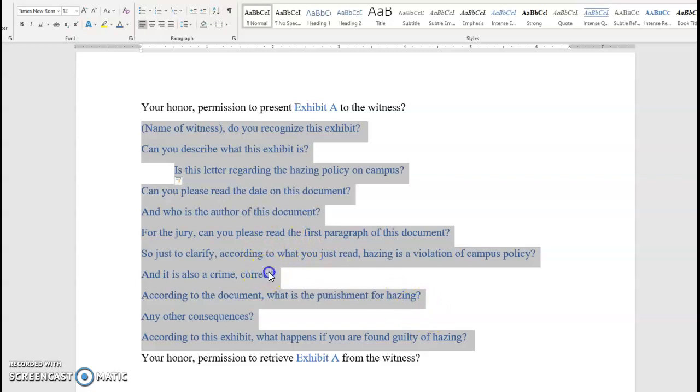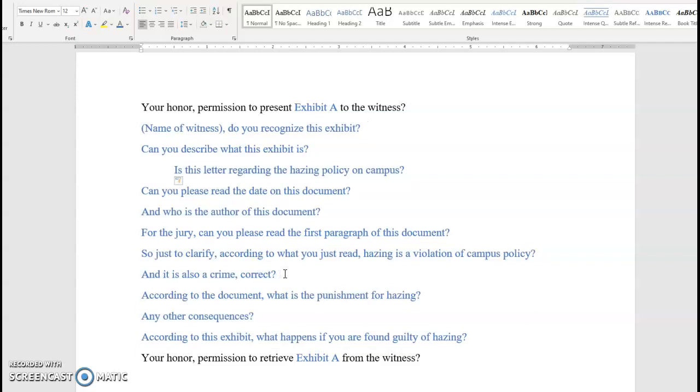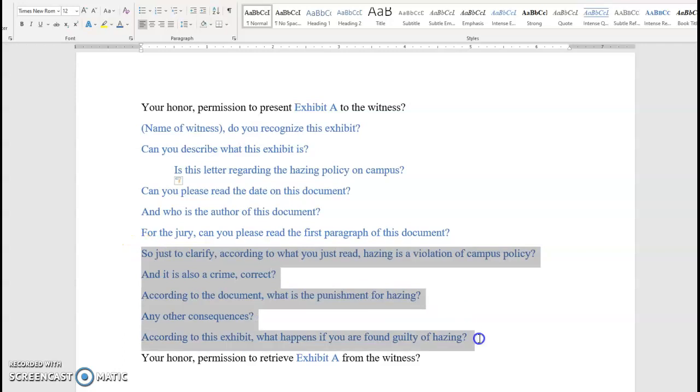Remember that these are leading questions, meaning that this is cross-examination. These are questions that I would expect to find for the prosecution asking Chris Archer about Exhibit A. If the defense was asking these questions, you would just rephrase these down here, because these are leading questions, not narrative questions.